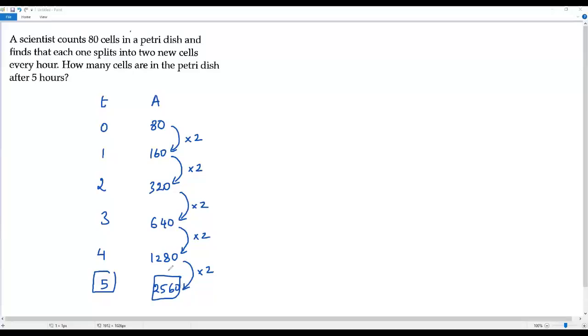So how can we use the exponential growth formula to solve this one? First, let me write the exponential growth formula. That is y equals a times b to the power t. Here a is the initial amount, and b is the growth factor. In this case, the value of a is 80 because initially we have 80 cells in the petri dish. So we can plug in 80 for a. And b is the growth factor. Every hour it's doubling the number of cells because each one splits into two new cells. Every hour the number of cells becomes 2 times itself. So the growth factor is 2, giving 2 to the power t.